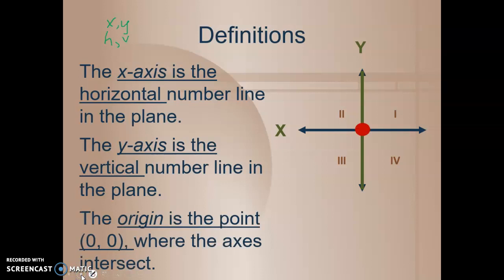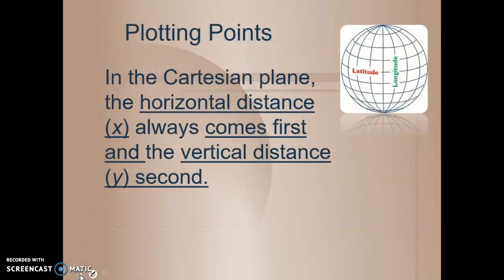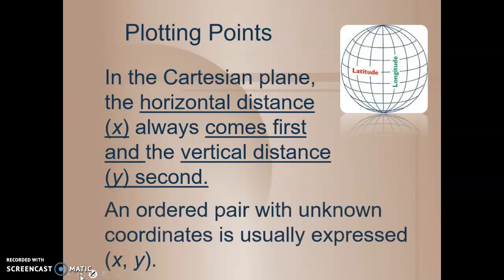The origin, 0, 0, is the point where the axes intersect. Whenever we want to plot a point, we're always going to start at the origin. Origin just means beginning, right? So we're always going to start right at the beginning. In the Cartesian plane, the horizontal distance, x, always comes first, and the vertical distance, y, comes second. Again, think of it in alphabetical order. X comes before y, so we're going to plot our x first and then our y. Horizontal comes alphabetically before vertical, so we're going to move horizontally before we move vertically.